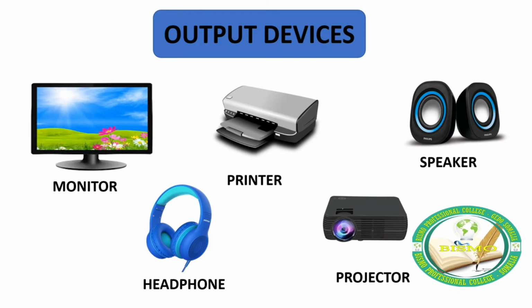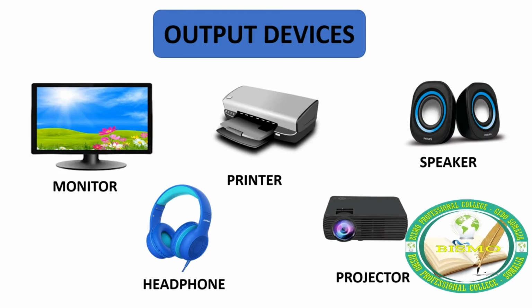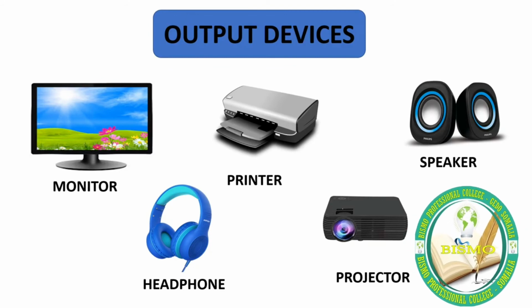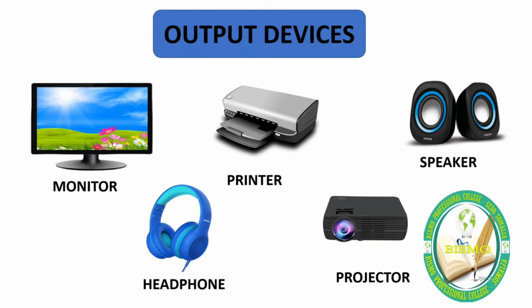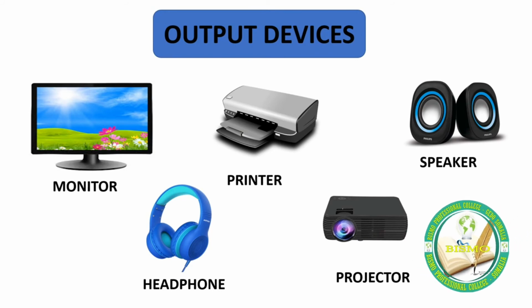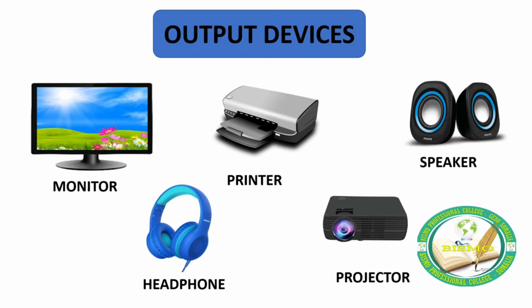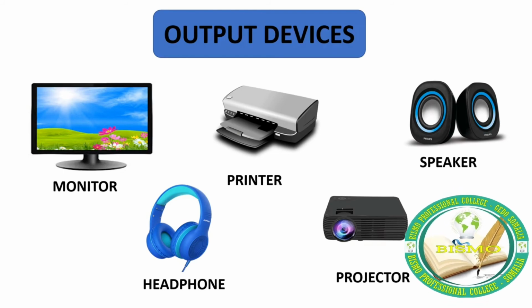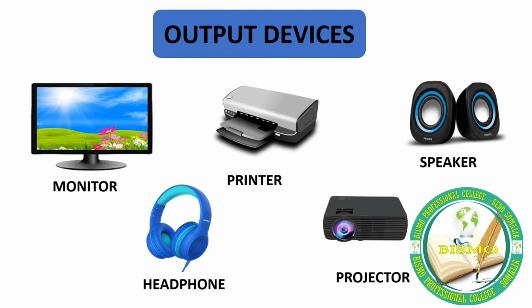Output devices. Output devices receive the information from the computer, and give it to the user in a human-readable form like text, audio, and video. Examples of output devices are monitor, printer, speaker, headphone, projector, etc.